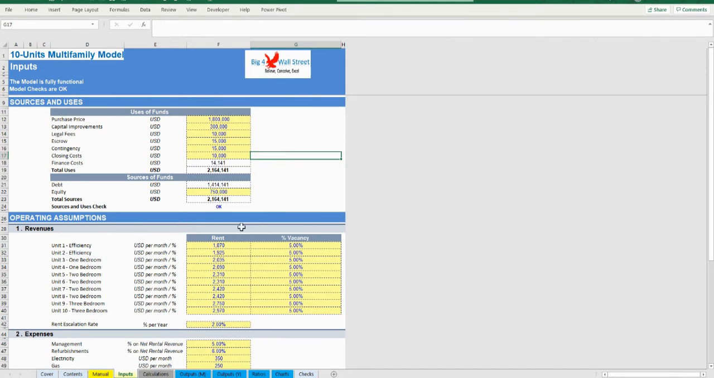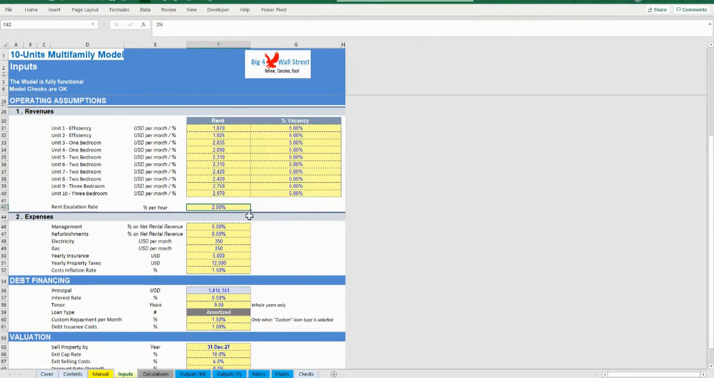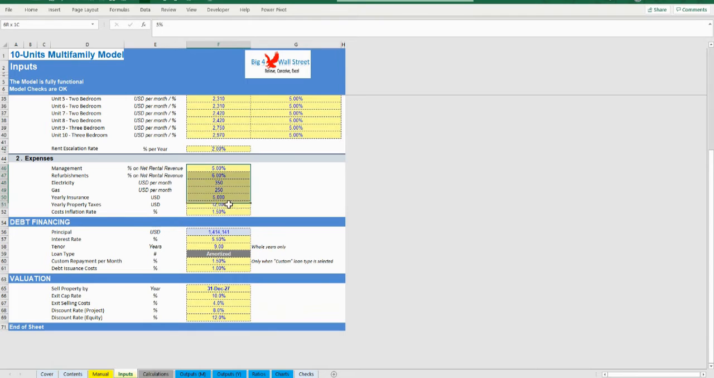Moving on to the Inputs tab, you can adjust the various assumptions of the model based on the specifications and requirements of your business. In yellow, whatever can be amended as an assumption. So effectively you can adjust a set of inputs such as purchase price, legal fees, contingency, along with closing costs and equity contribution, monthly rental revenue for each unit, percentage vacancy per unit, rent escalation rates, management expenses, refurbishments, utilities, and insurance, as well as property taxes.